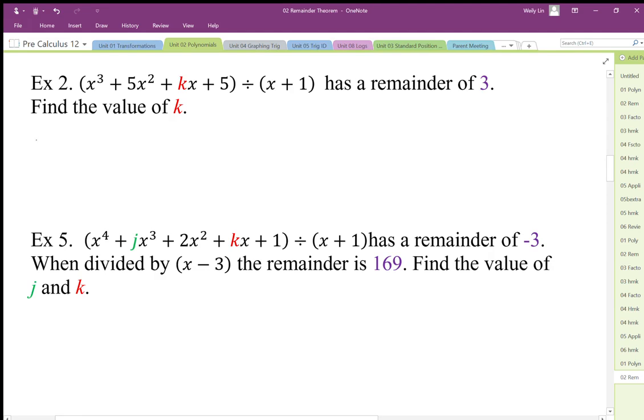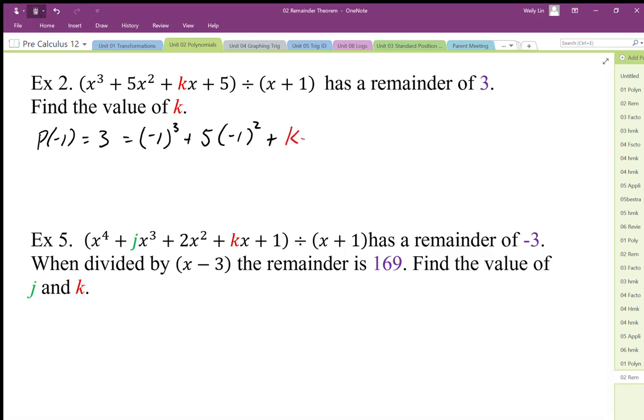So I can actually solve this. I'm going to say that p of -1 is equal to the remainder 3. And p of -1 looks like this: -1 cubed plus 5 times -1 squared plus k times -1 plus 5. There's an equation right here. There's only one variable, k. I can just go ahead and solve it.